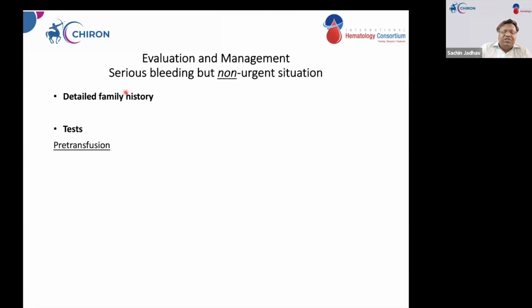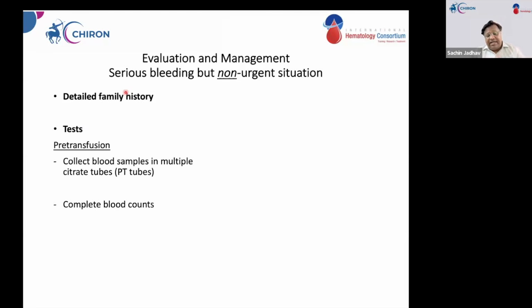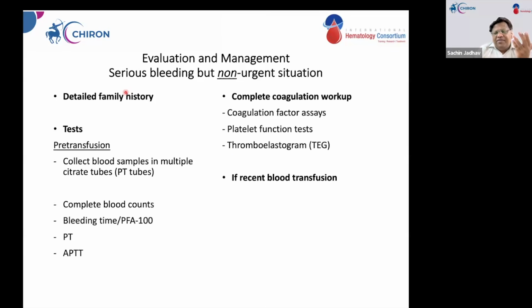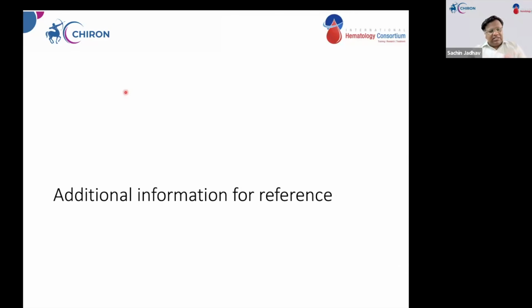This is again, I'll take a proper history, I'll do the tests. Many times what we do is transfusions have already been given. We'll check in the lab if there is any pre-transfusion sample available. The basic coagulation test will be done. We will do a complete coagulation workup here. You're going to do all the factor assays, platelet function test, global test of hemostasis such as thromboelastogram or ROTEM. If they've received a recent blood transfusion, wait for 4 weeks and then you test because they're stable now, correct?